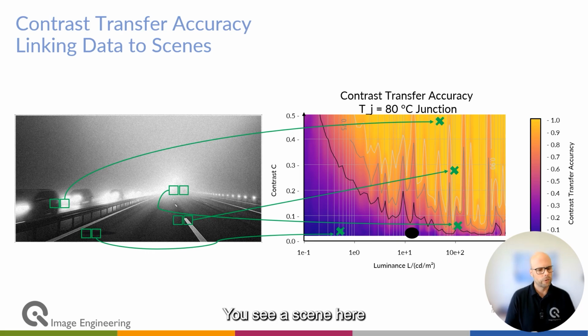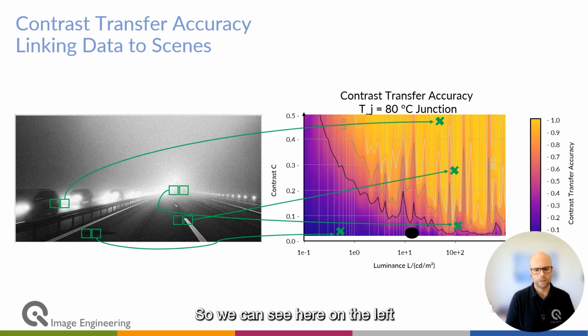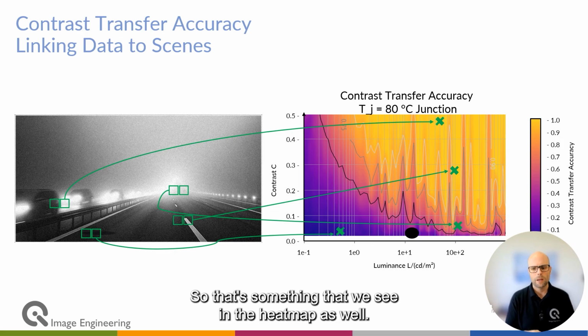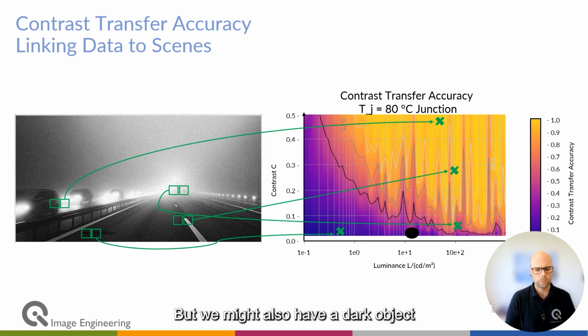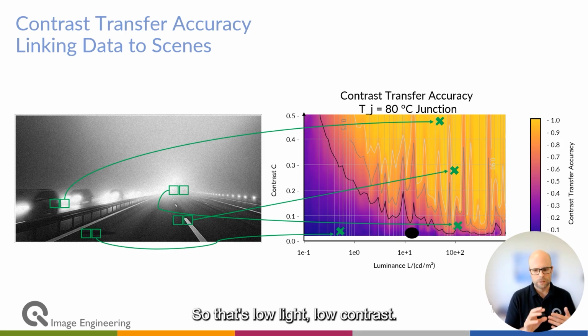You see here a scene with different occasions of different contrast and intensities. On the left, where we have the headlights and the car, there is very high contrast, and that's something we see in the heat map as well. But we might also have, in the lower left, a dark object on the dark road. That's low light, low contrast. That's really a challenge.